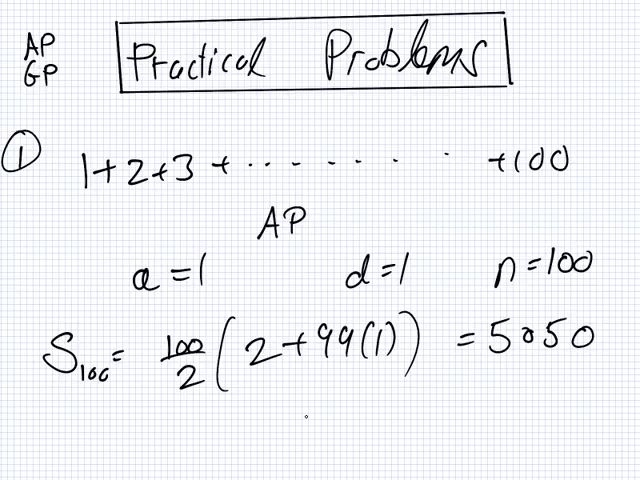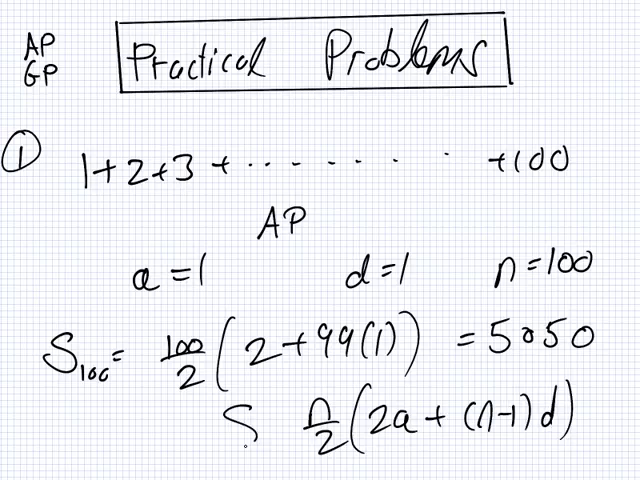Yeah, the formula was N over 2, 2A plus N minus 1 D. Okay, let's have a look at another one now. Have you got that? Yes? Okay, so let's do number 2 as an example.